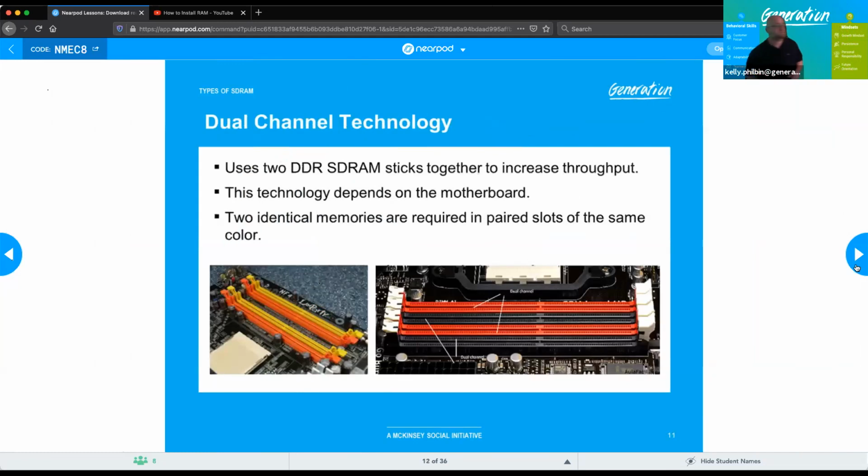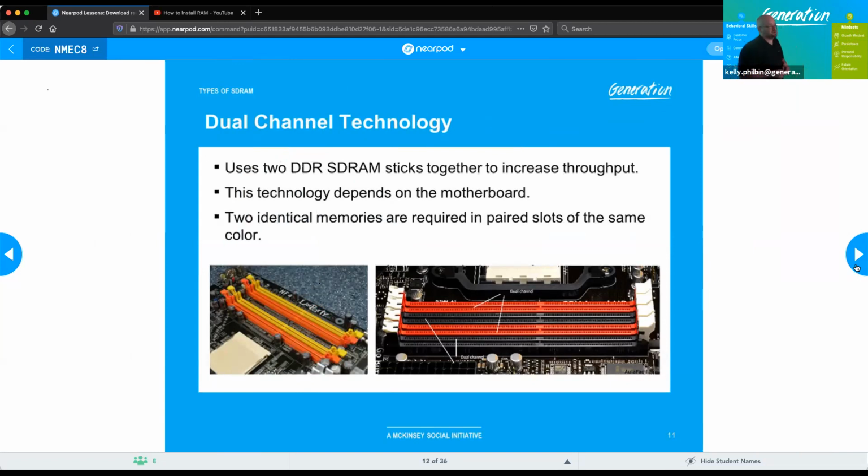All right, dual channel technology. This would basically be using 2 RAM sticks together in a single bank, operating as one to increase the throughput. Obviously this technology is going to depend on the motherboard. Older motherboards will not have this technology. They will operate as a single channel.